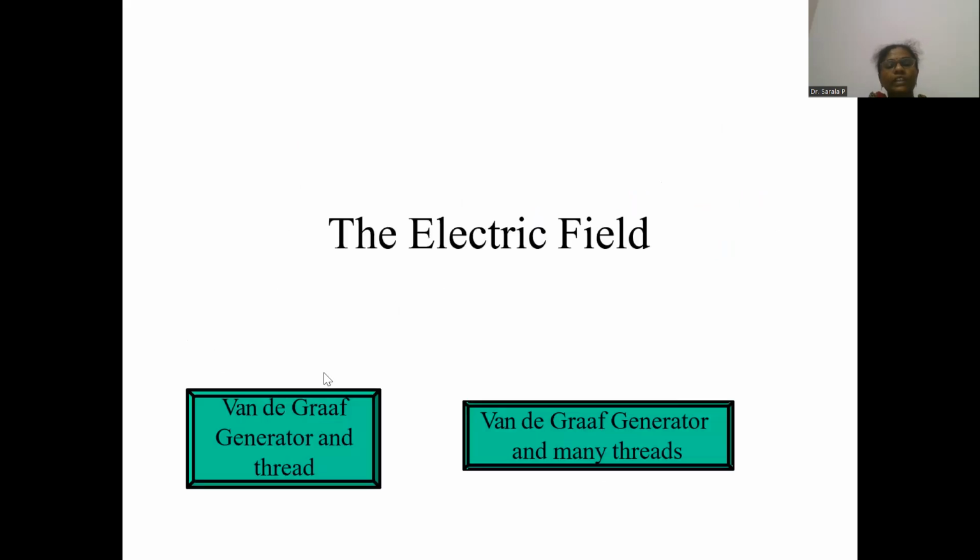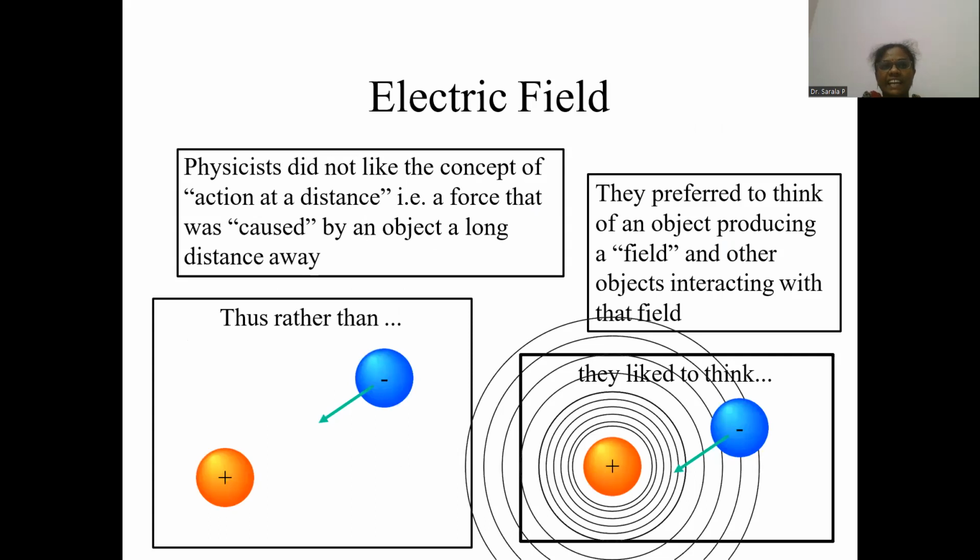So now we go with the electric field. So what is an electric field? The field around an electric charge consists of the electric field. Normally we know that it is the area around the charge where there is an influence of that charge. So that area is called the electric field. Here they prefer to think of an object producing a field and other objects interacting with that field. So this is how they like to think.